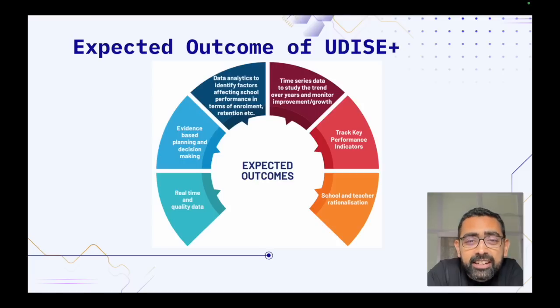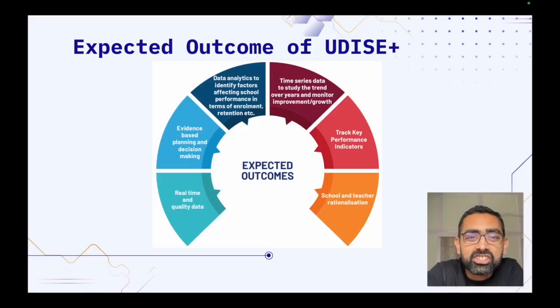Time series data to study the trend. Now with UDISE Plus and SDMS, you can track the progression of a child. Every child will have a unique ID, and wherever he goes, that ID will continue. If you click on that ID, you can see the whole progression, and maybe in the future, with the introduction of AI, suggestive modules can be there, based on the performance and interests of the student, about what is a likely good career option for him. So these kinds of AI enabled things can be done if we have a good data set. Then track key performance indicators, and also school and teacher rationalization.